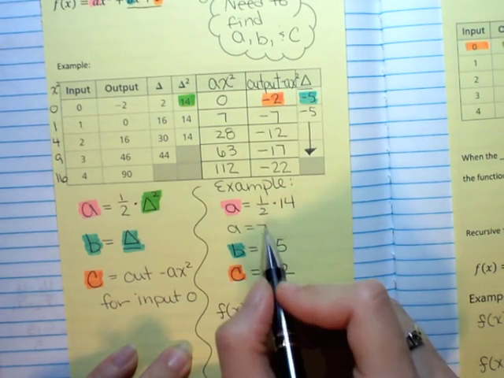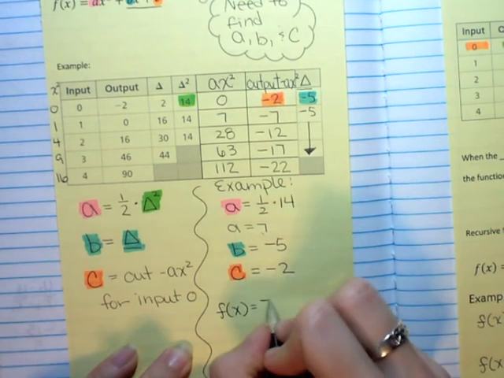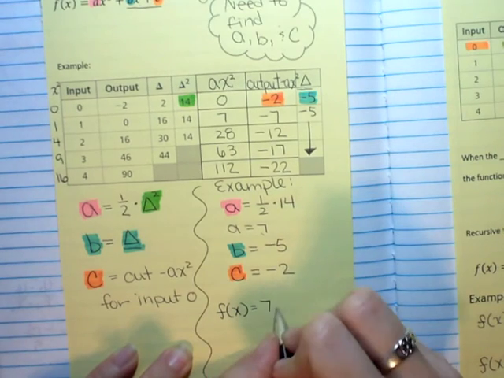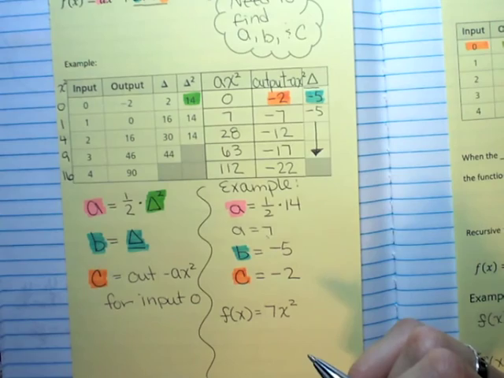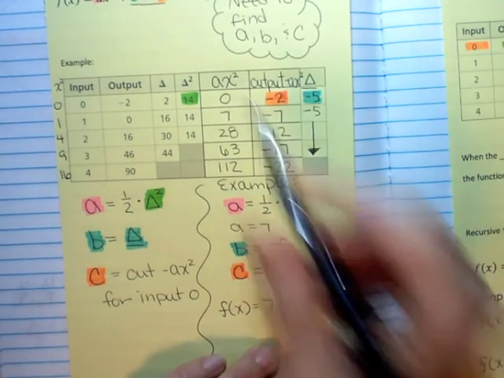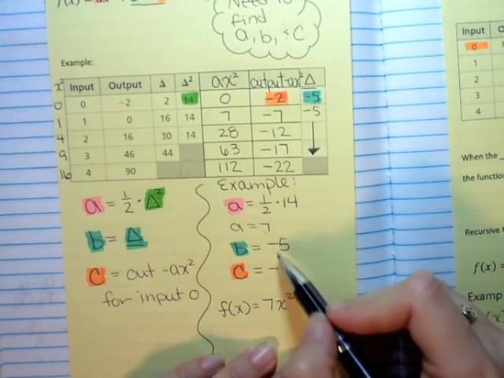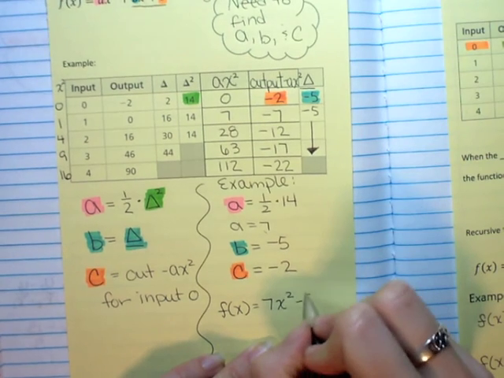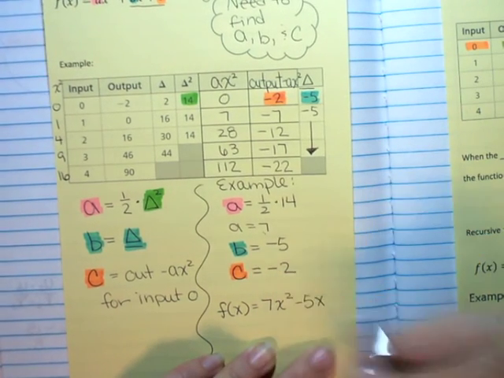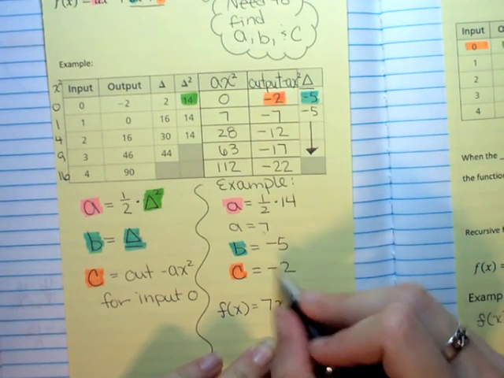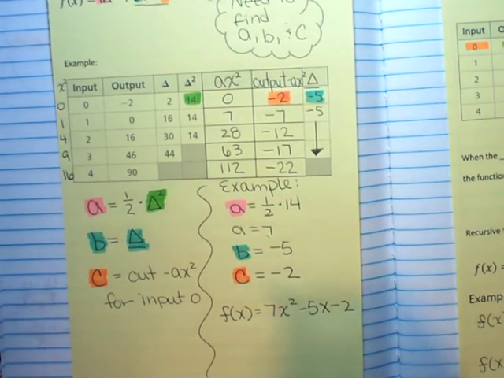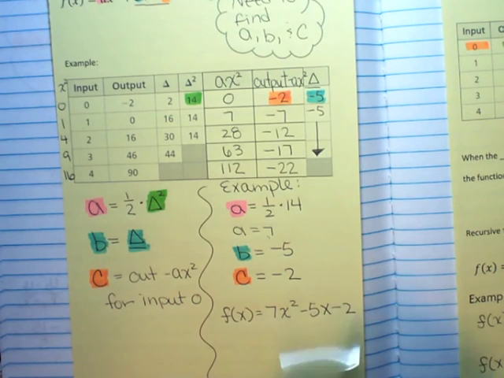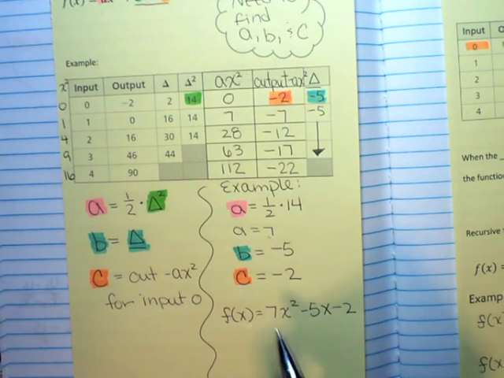We found that a was 7, so we're going to plug in 7. We don't change the x squared, it's always going to stay x squared. And we are going to fill in -5 for our b. We still want the x, and our last term is going to be -2. And now you have completed your quadratic function for this table. This is our explicit function.